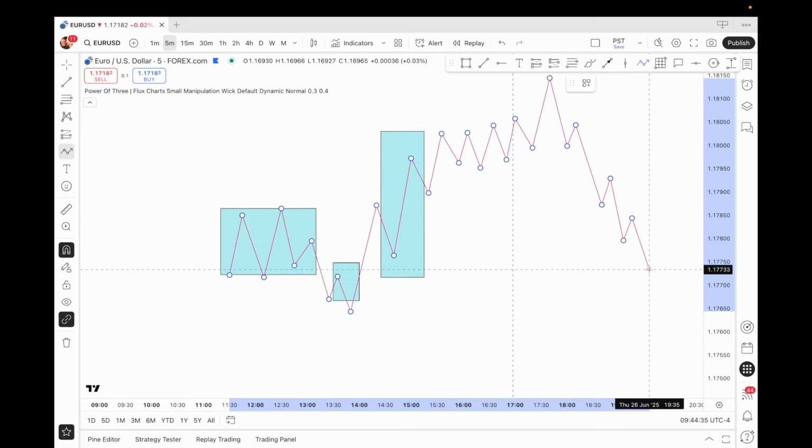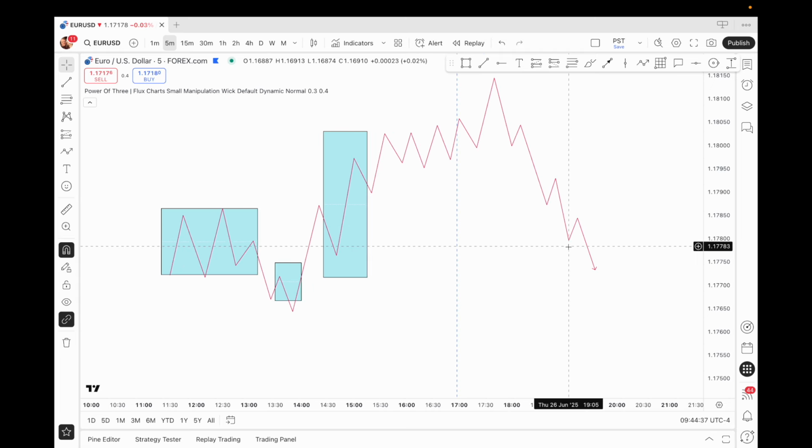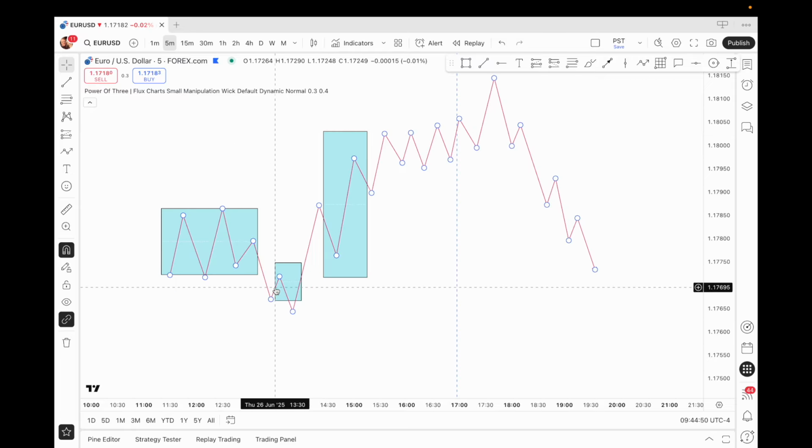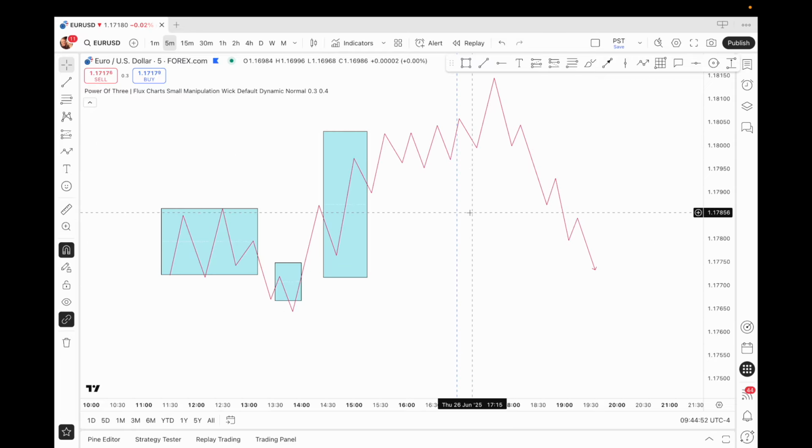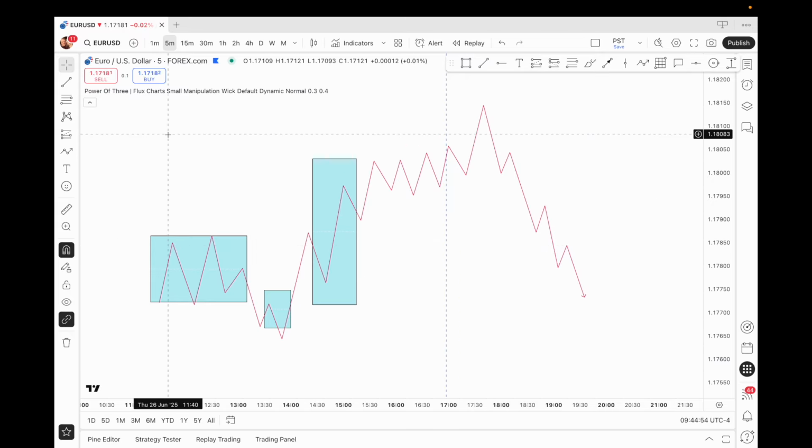And this cycle goes on every time during the day, on every time frame. This can go from the 1 minute all the way to the monthly. There are cycles of accumulation, manipulation, and distribution. So let's quickly look at some chart examples and then we can go through it.